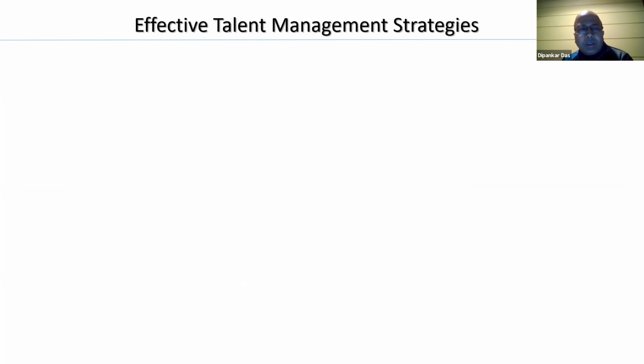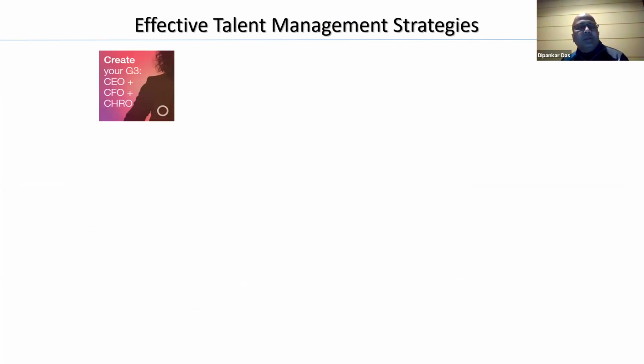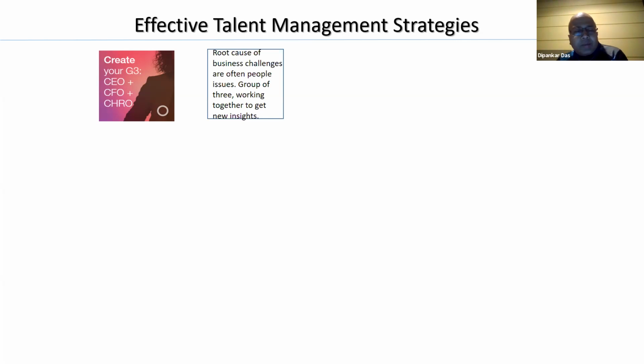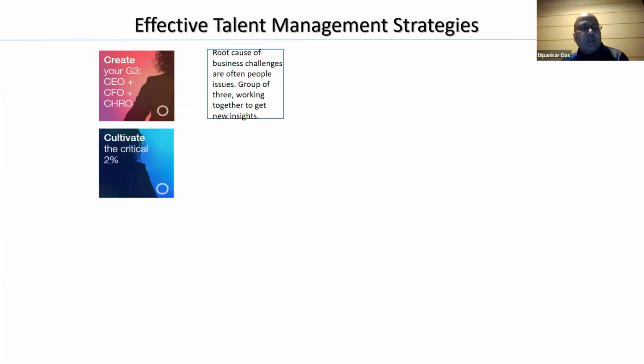Okay, so let's look at some small talent management strategies. So first is G3 alignment. So this is basically taken from the McKinsey quarterly article, and these are some of the practices they recommend. So have a better alignment between G3, which is your CEO, CFO, and CHRO. So at times business challenges happen because there is a gap between the leadership, and if they are able to align better, then chances are that you will have an organization which is well aligned in terms of its HR and business practices. Cultivate the critical 2%.